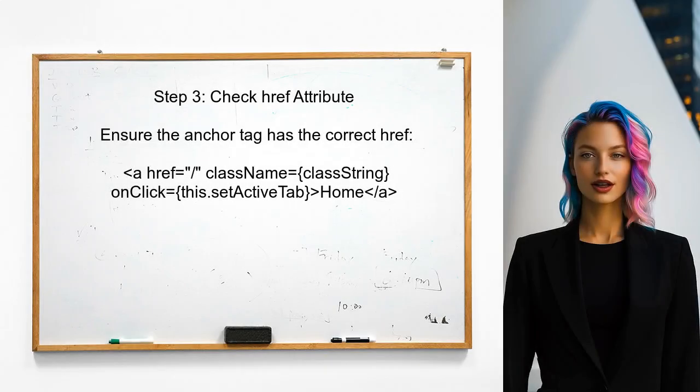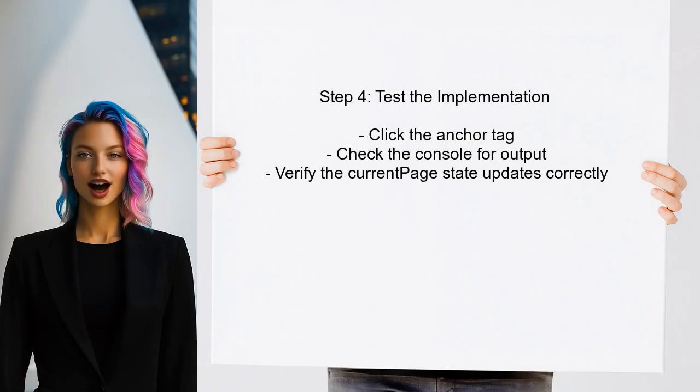Now, the user should confirm that the href attribute of the anchor tag is set correctly. This is important because the current page state is being updated based on this value. Finally, the user can test the implementation by clicking the anchor tag and checking the console for the expected output. This will confirm that the state is being updated correctly.